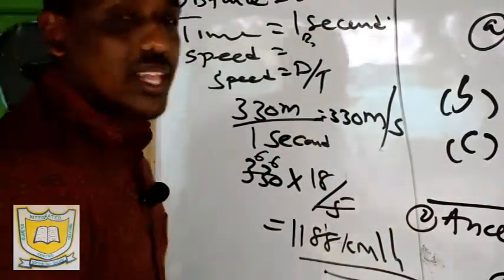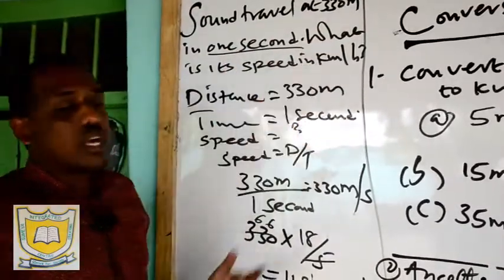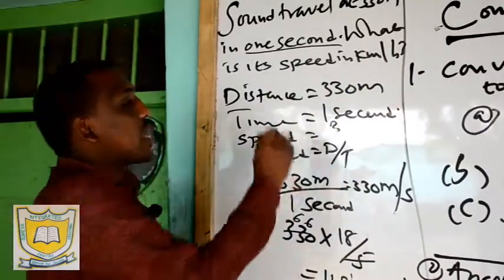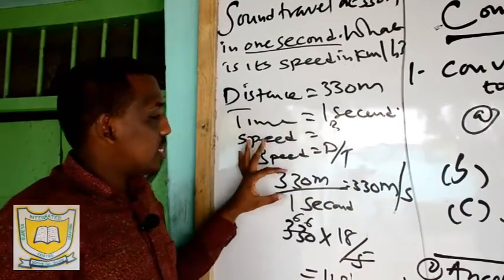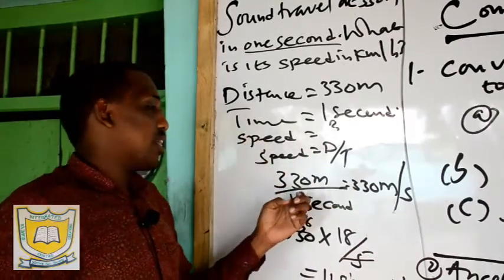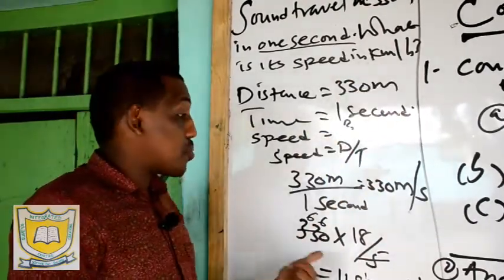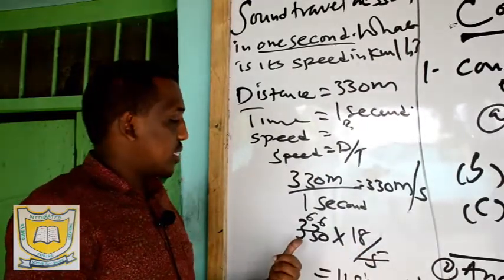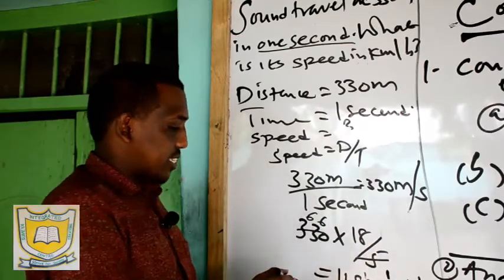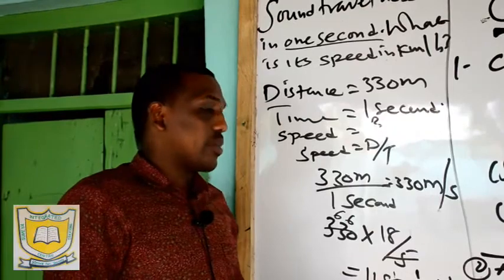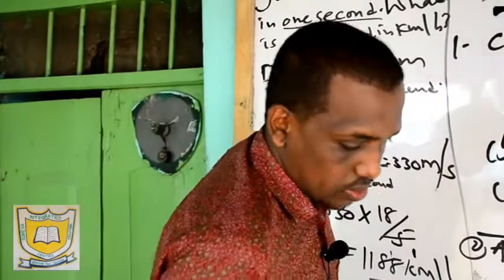It's also the same as the other one. Sound travels 330 meters in 1 second. What is its speed in kilometers per hour? Distance 330, time 1 second, speed is what they are asking. So speed is equal to distance over time taken, which is 330 meters over 1 second. You will get 330 meters per second. But they said in kilometers per hour, and our formula was times 18 over 5. So 330 times 18 over 5, 5 into 330 is 66. 66 times 18, the answer will be 1188 kilometers per hour. That's how we get that one.